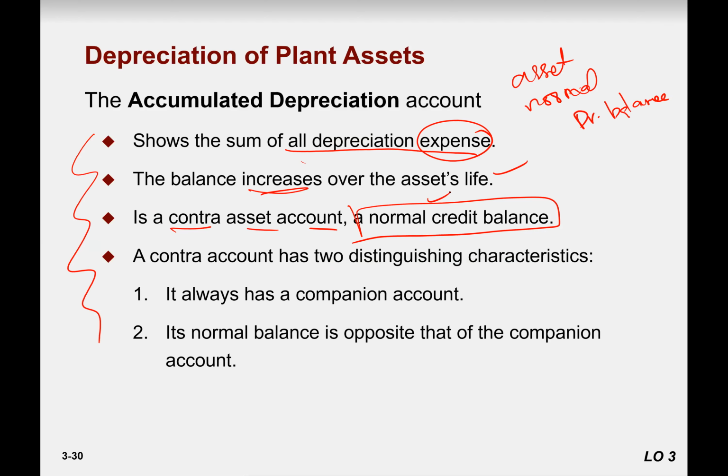A contra account has two distinguishing characteristics. It always has a companion. Here the companion is the long-lived asset account, or equipment account. So its normal balance must be opposite of the companion account. Don't worry about it right now. If you don't understand here, we have a separate chapter on that, where we will learn this concept from scratch.